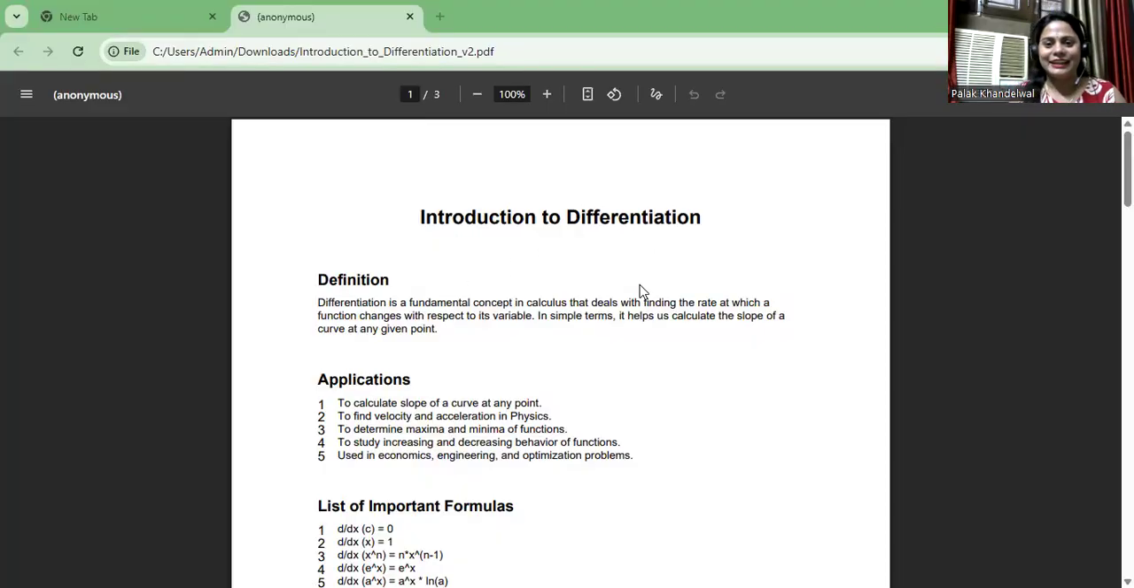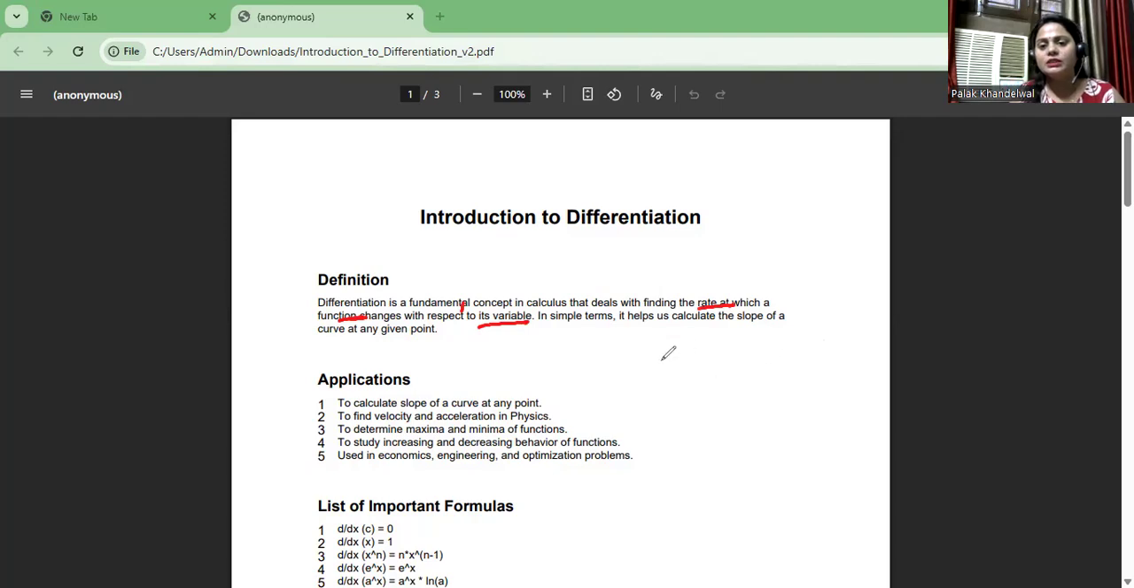I hope this is visible to everybody. Great, very good. I have given you the basic day-to-day definition, but let's come to the book definition of this particular topic. It's a fundamental concept in calculus that deals with finding the rate of change, the rate at which one function changes with respect to its variable.